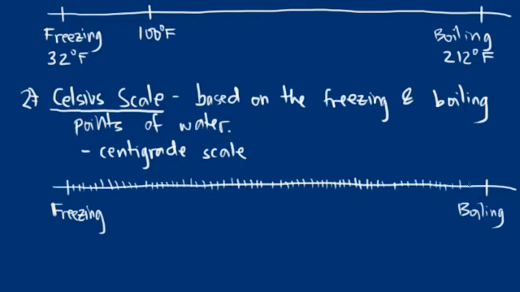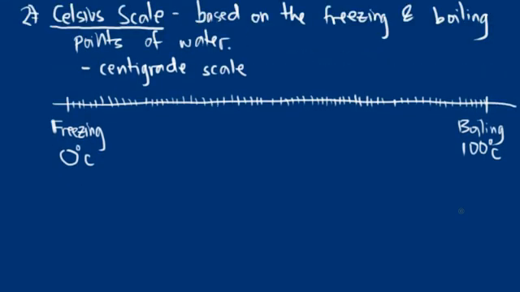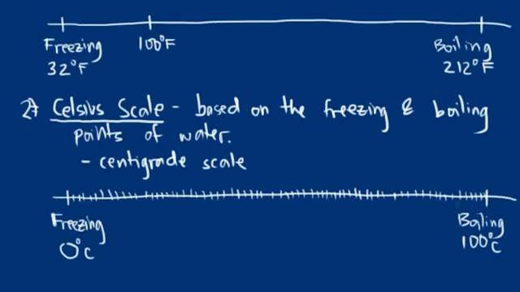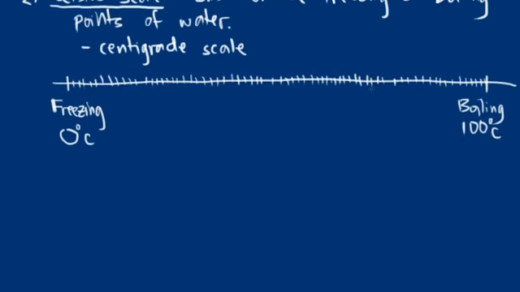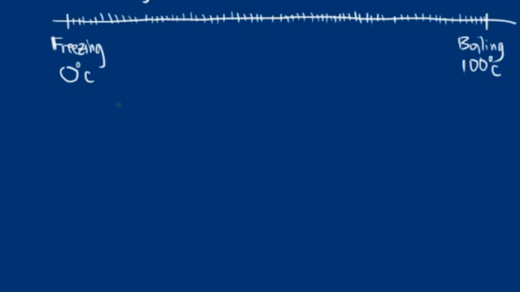Starting with the freezing point of water, it is given a numerical value of 0 degrees Celsius, and the boiling point 100 degrees Celsius. If you notice, between the freezing and boiling points, for the Fahrenheit scale we would have 180 degrees, and for the Celsius scale we would have just 100 degrees.